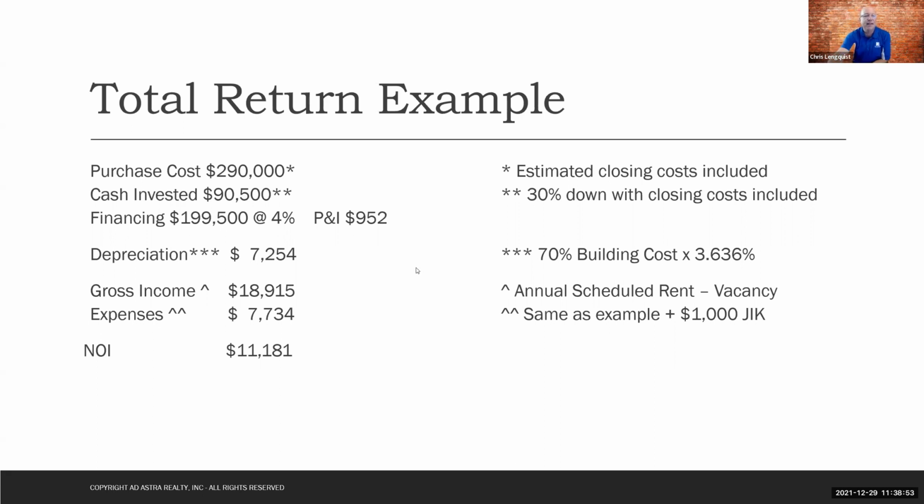Okay. And then we're going to go to expenses, that $77.34, which is the same as before. I just added another $1,000 for just in case. I threw that in there just in case. And when you do all that, I come up with an NOI of $11,181. So does everybody have all those written down? Great.